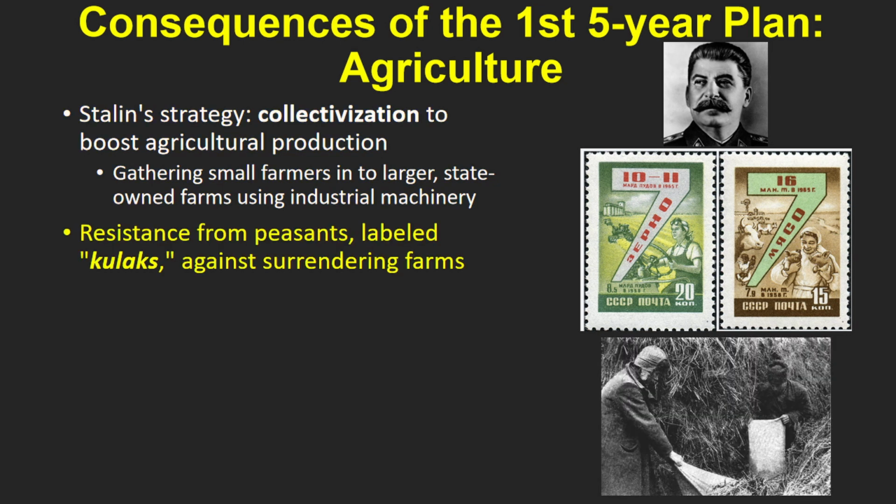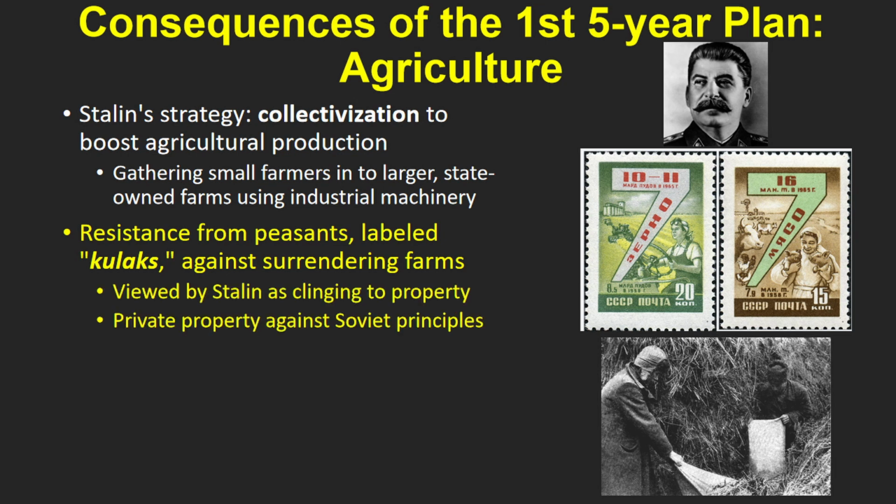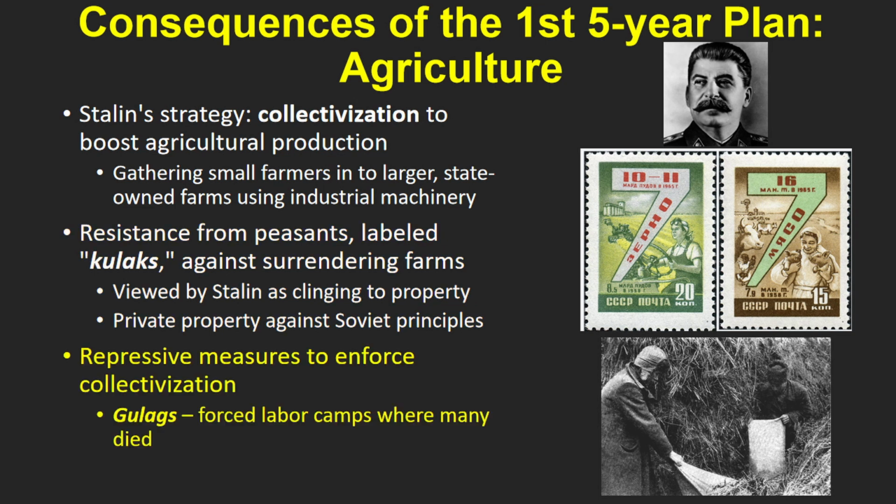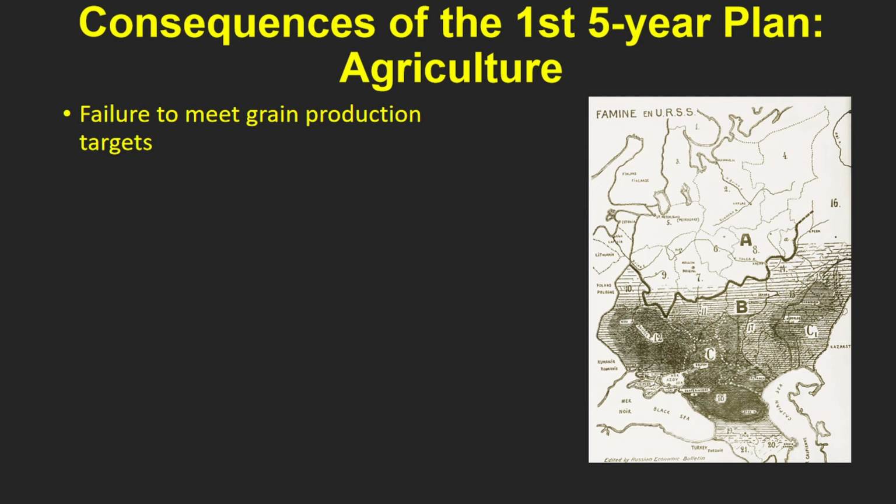Many of these peasants, called kulaks by Stalin, resisted giving up their farms. Stalin viewed this as clinging to private property, which had been successfully abolished in the rest of Soviet society. To enforce their cooperation, repressive policies were used, including sending people to gulags, forced labor camps where many died from the miserable conditions. Also, production of grain did not reach their overly ambitious targets, yet grain was still forcibly collected and then sold to help finance industrialization efforts.